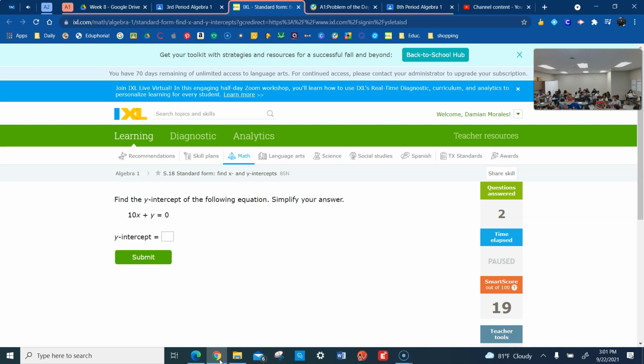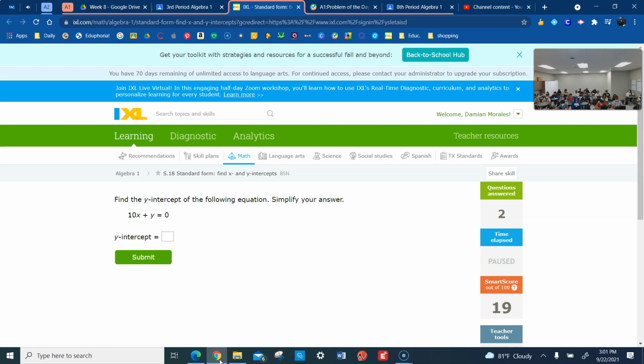So for iExcel today, you're asked to find either the x or the y intercept. On the board over here, I have some notes for you, a little cheat sheet, so to speak. If they ask you to find the y-intercept, then make your x a 0 in the equation and solve for y. If they want the x-intercept, make your y a 0 and solve for x. So we'll take the first example on the screen. It says 10x plus y equals 0.